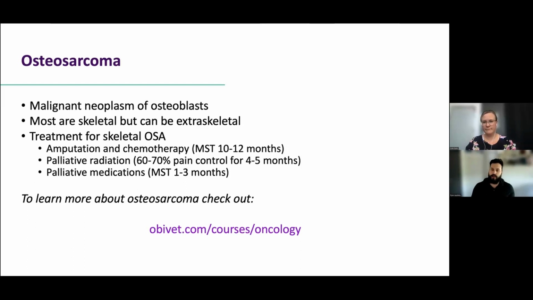But there are other options. Dogs do quite well on 3 legs, but if it's not an option, maybe there's other orthopedic disease or other limiting factors that make it just not the right choice for that dog or that family. Palliative radiation is another option that can be offered. It provides about 60 to 70% pain control for 4 to 5 months. And then there's palliative medications, which give a median survival time of about 1 to 3 months.